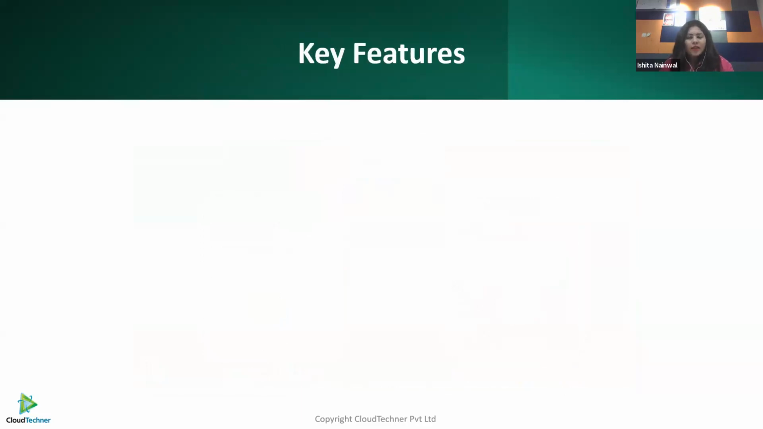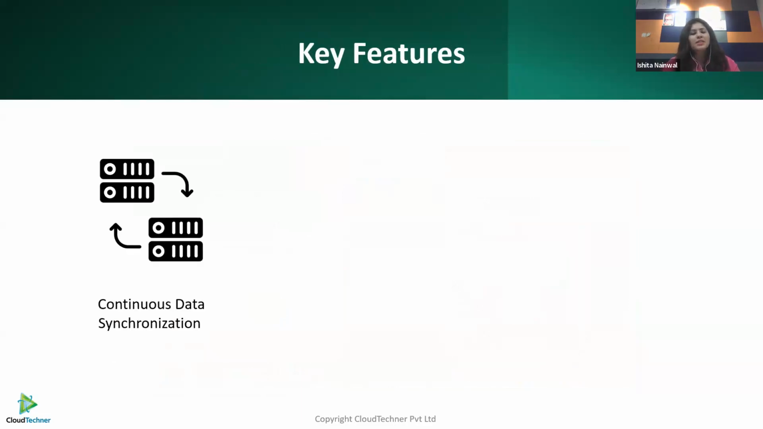Okay, so now for Mongosync, let me introduce you all to some of the key features that it includes. The first one is continuous data synchronization. It means that Mongosync will continuously monitor the source cluster for changes and apply those changes to the destination cluster, of course, in real time. What will happen by doing this? It will ensure that the two clusters that we have are always in sync, even if there is a high volume of data or traffic.